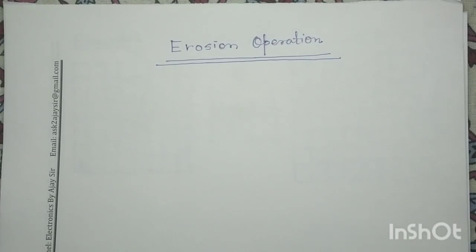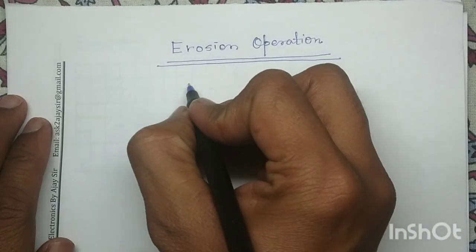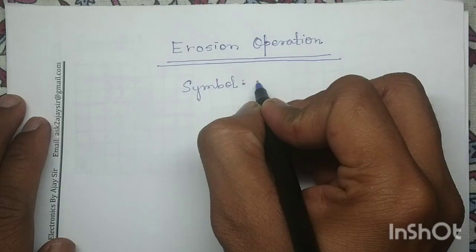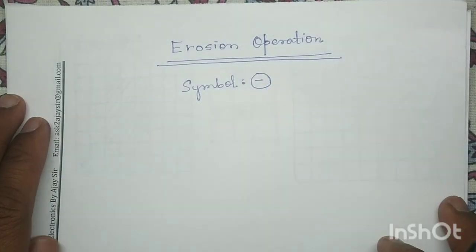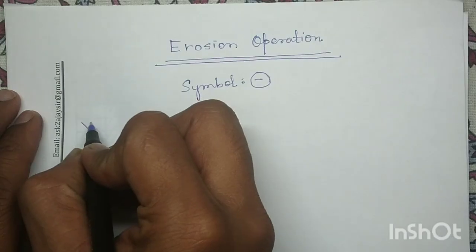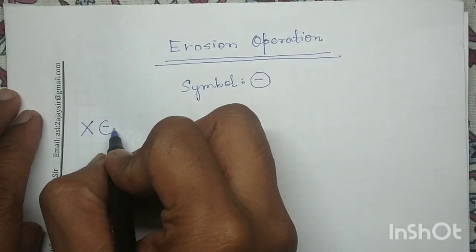Good morning all. Today we will discuss the erosion operation. The symbol of the erosion operation is represented like this. And the very basic definition of the erosion operation is given like this: X erosion with B.